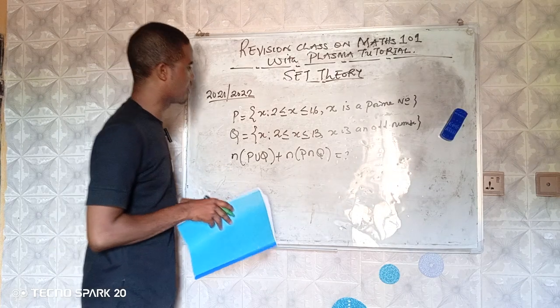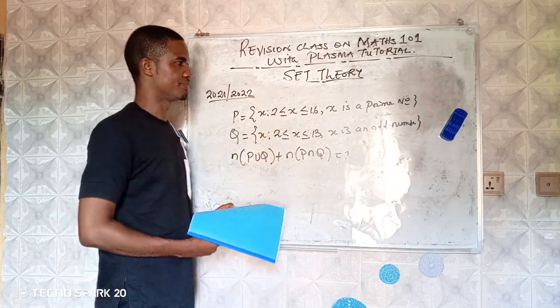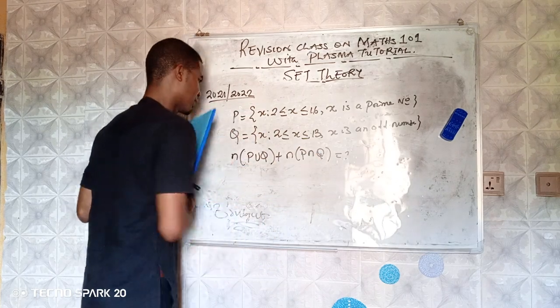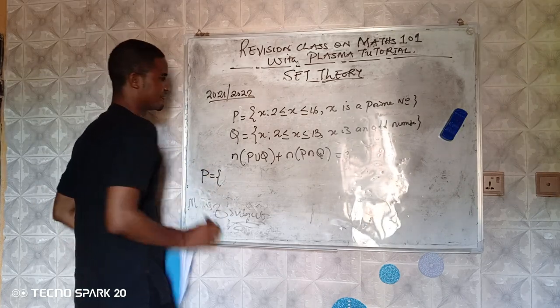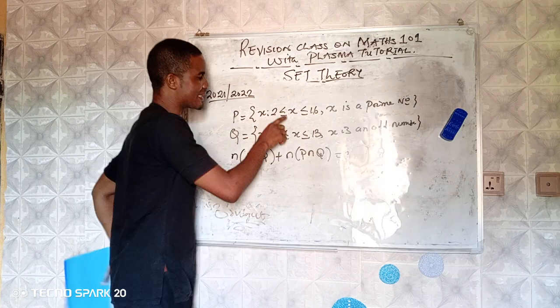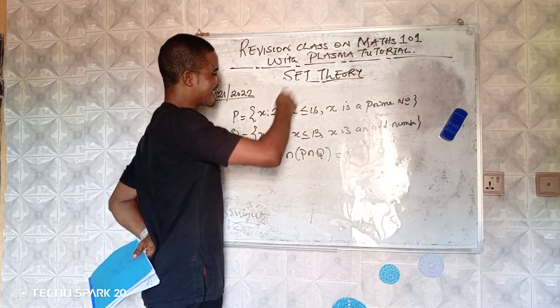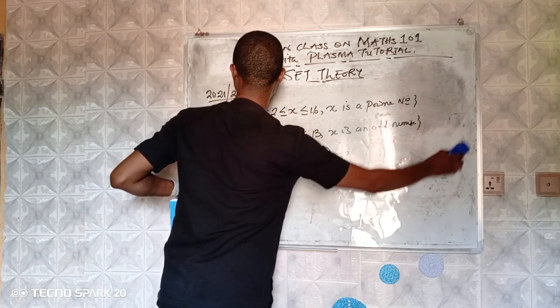Okay, this is a very wonderful question. Before you can answer this question, you have to convert this to tabular form. You have to be able to spell out the elements of the set. Okay, so first of all, let me spell out the elements of set P, such that X is greater than or equals to 2. Hope you know, for you to be able to do that very well.